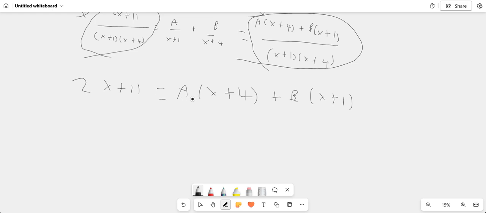So effectively, they're gonna do it a different way here. They're gonna actually expand a. So you can write 2x + 11, that's just an alternative way of doing it, is equal to a times x here is ax, and then a times 4 is plus 4a. And then b times x is bx, and then b times 1 is plus b.